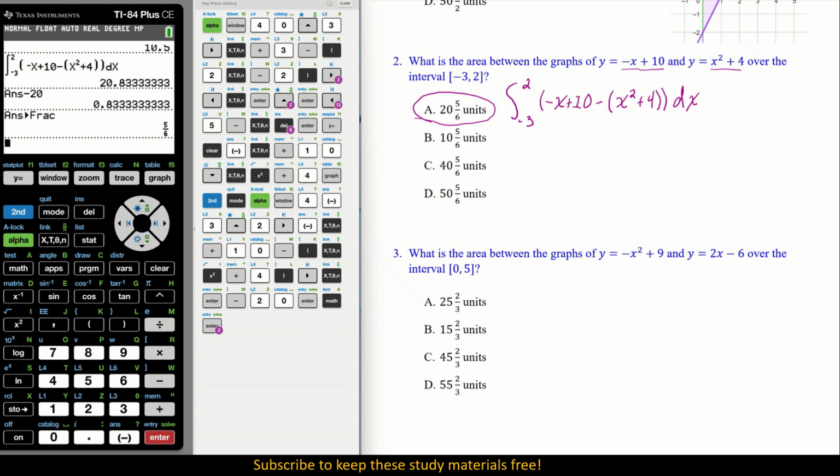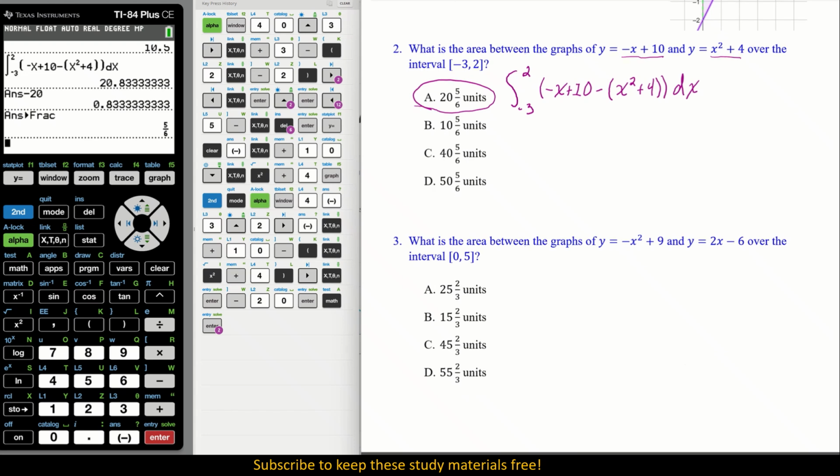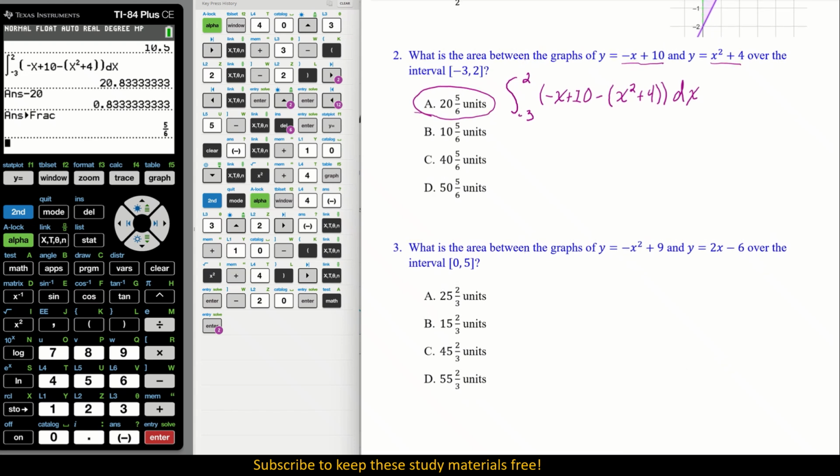Look at how much time and effort we saved ourselves. I didn't calculate a thing, but I do need to know how to set it up. That being said, let's take a look at the next one.